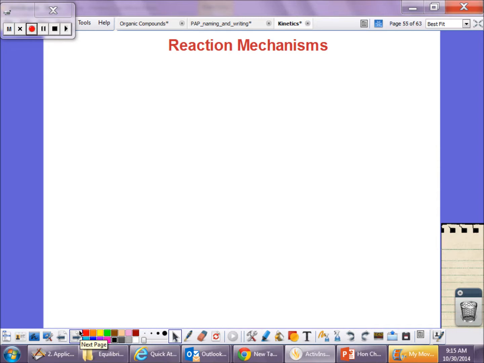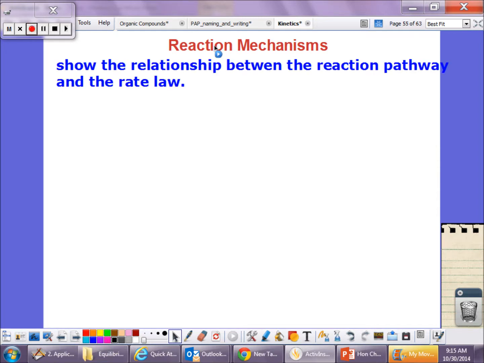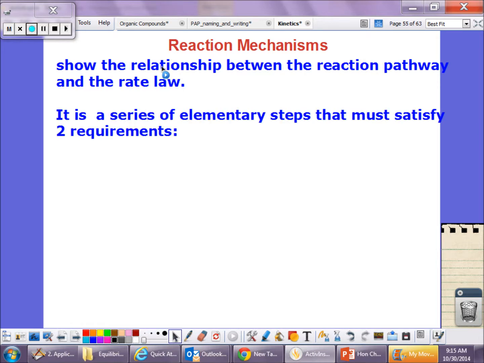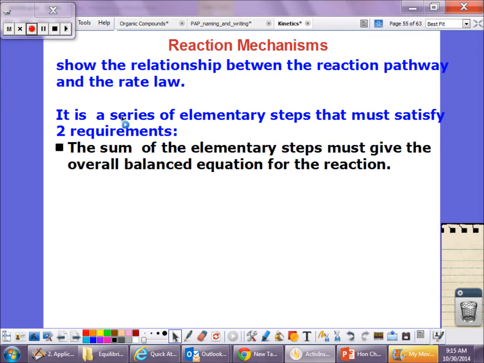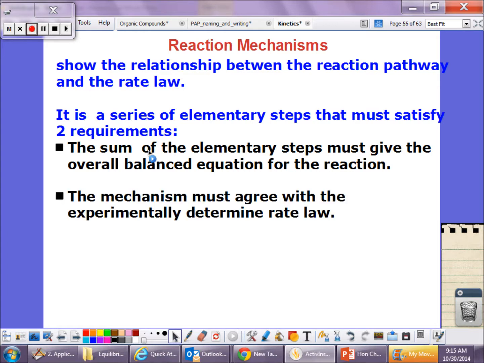Reaction mechanisms. What is it? Reaction mechanism shows the relationship between the reaction pathway and the rate law. Even if you don't understand now, be patient. We will explain it. It is a series of elementary steps that must satisfy two requirements. The sum of the elementary steps must give the overall balanced chemical equation, and the mechanism must agree with the experimentally determined rate law.